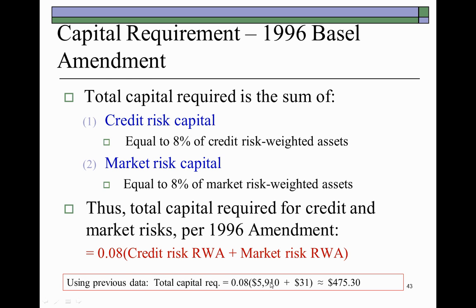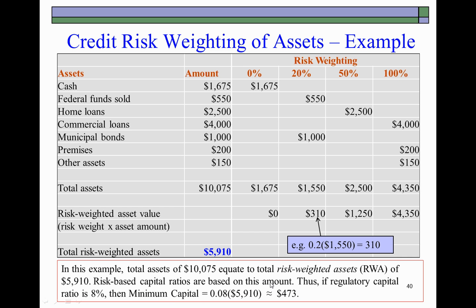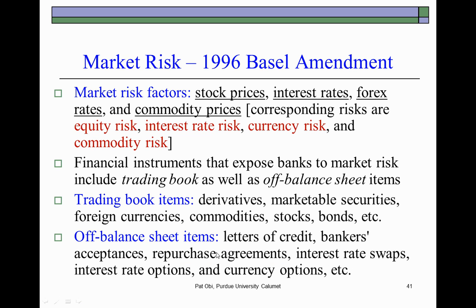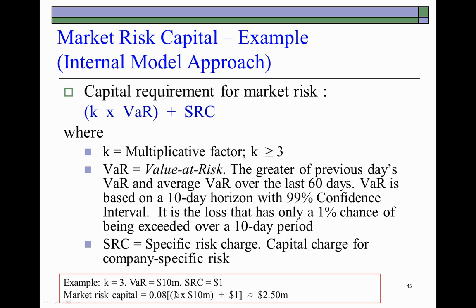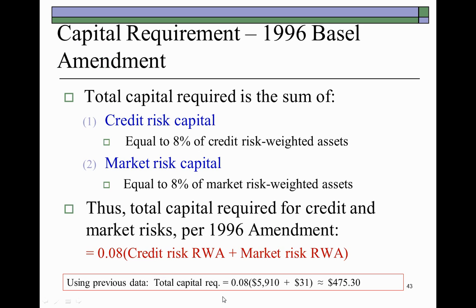So if we go back and take this 5910, which is the total credit risk weighted assets, and add that to this 31 million right here, which is our market risk weighted assets, then 8% of the total of the two would come out to be a little over 475. That would be the capital requirement for this financial institution.